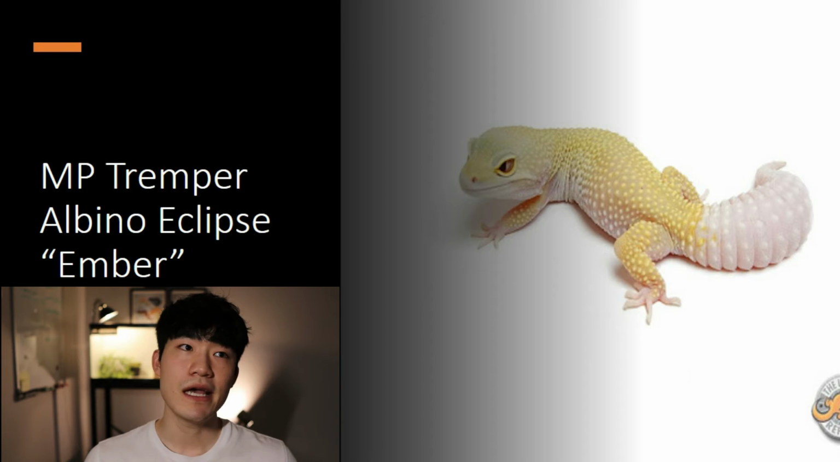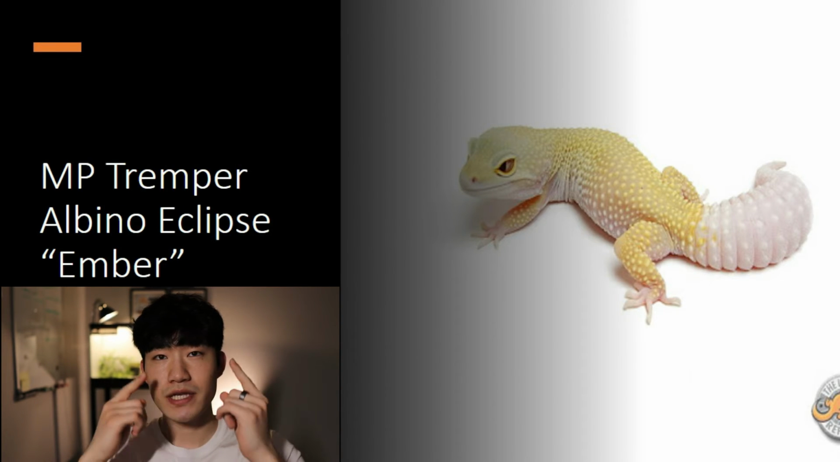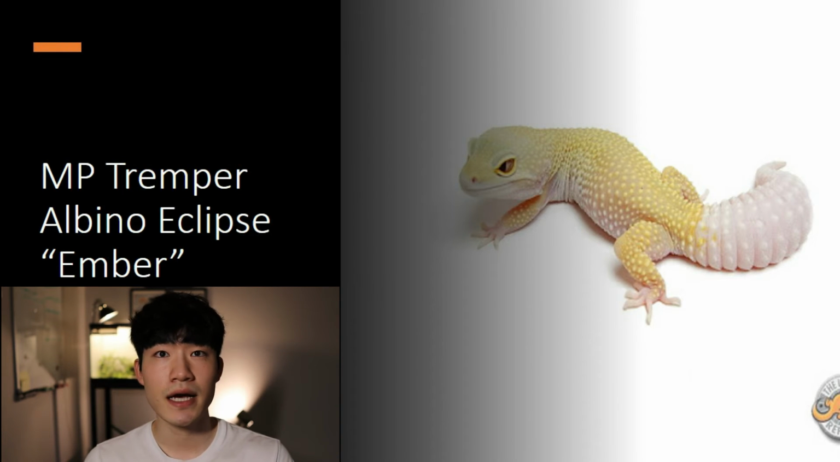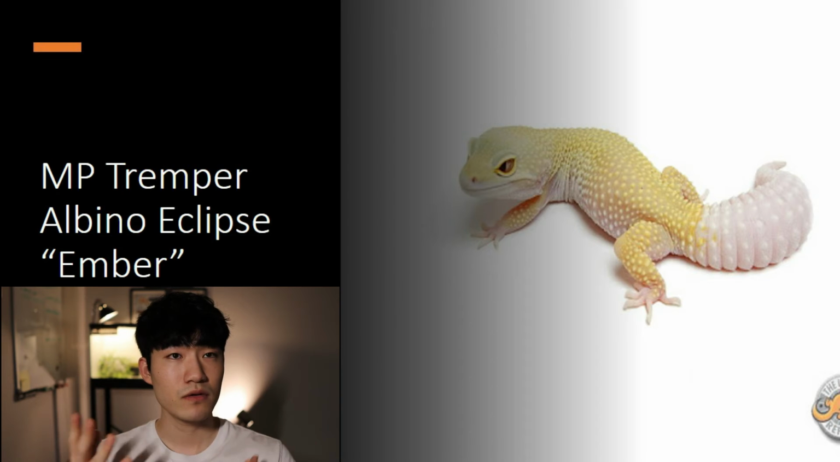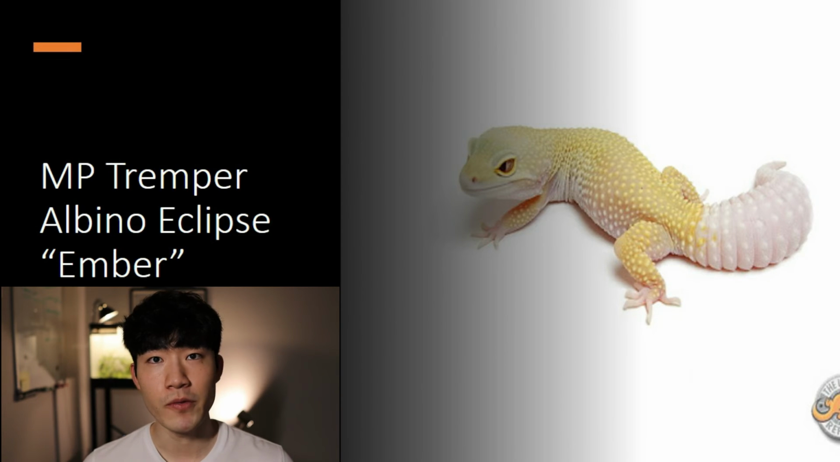But basically, it looks similar to the Murphy Patternless Tremper Albino, except they have that Eclipse appearance in the eyes. In this photo, it looks more like a Snake Eye Eclipse, but yeah, those are one of the key things you should look for when they have the Eclipse signs, and it's definitely a cool morph.